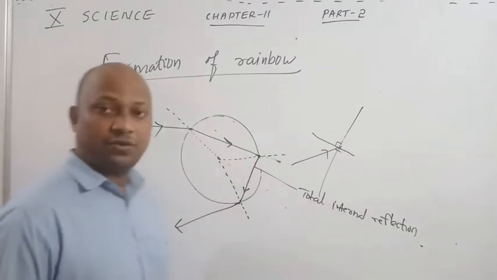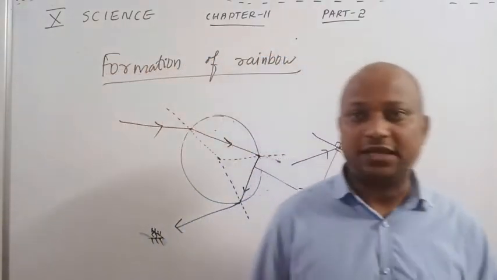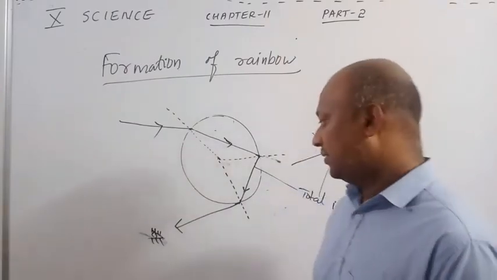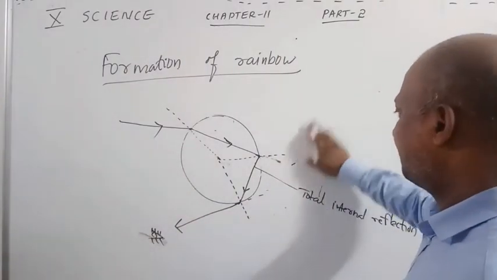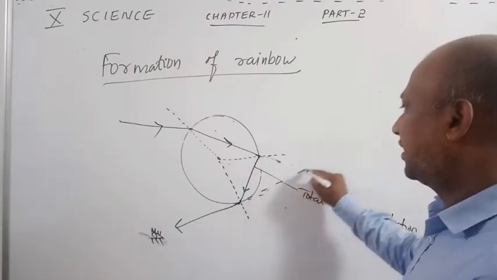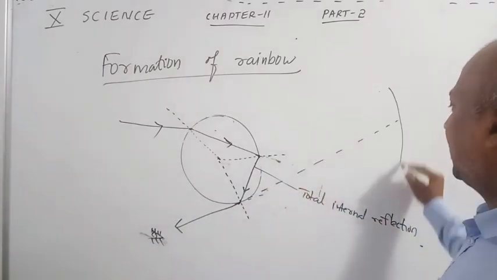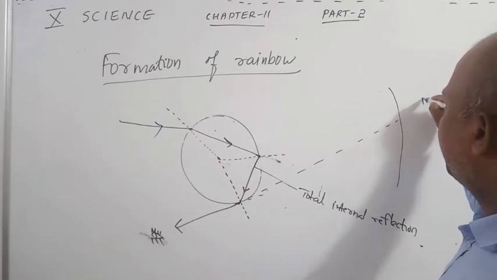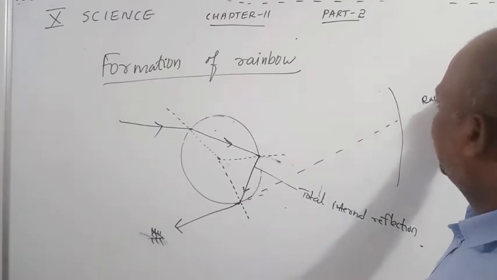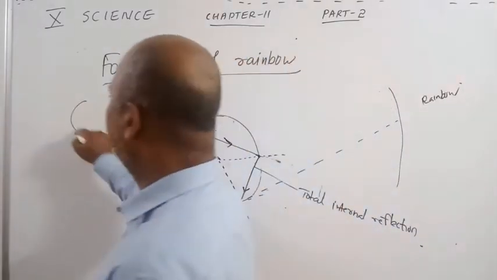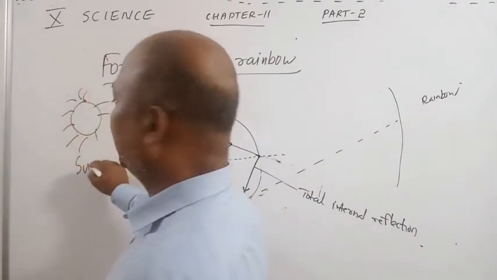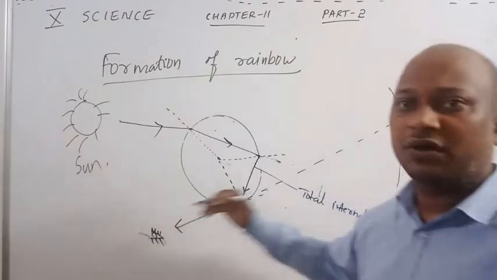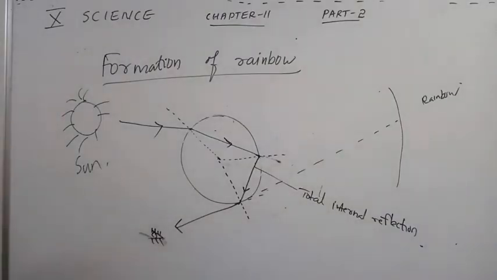So a person watching over here will see a rainbow in this direction. In this direction, a rainbow. So here you will see a rainbow. So here is the sun, so opposite of the sun. Always a rainbow is observed on the opposite side of the sun.